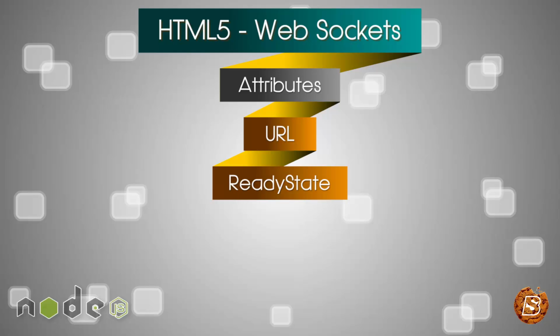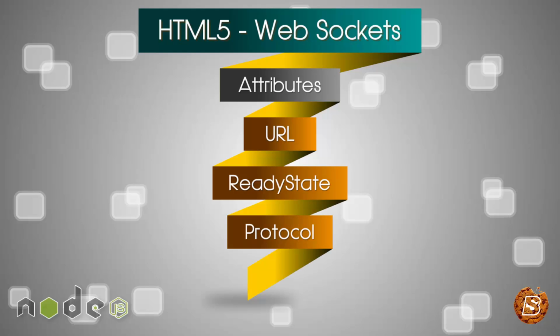The ready state actually gives us the actual state of the connection. It's basically in the form of a numeric value of 0, 1, 2, and 3, 0 being connecting, 1 being open, 2 being closing, and 3 being closed. There's one more attribute that we pass while making the connection to the WebSocket, and that is the protocol. That is an optional value.